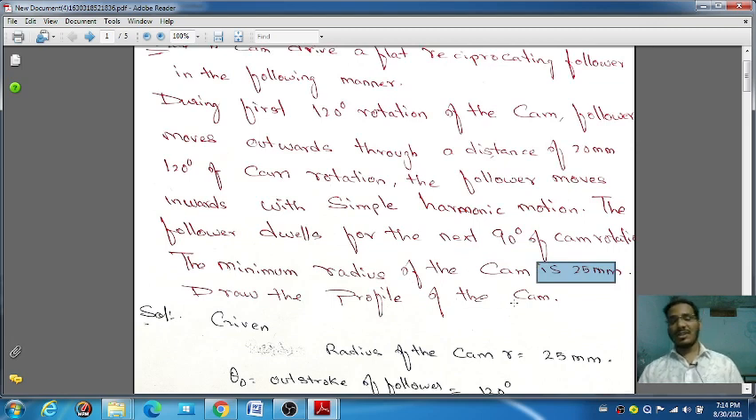Here nothing is asked about the displacement, maximum acceleration, maximum velocity, or angular displacement. Nothing like this is asked here.